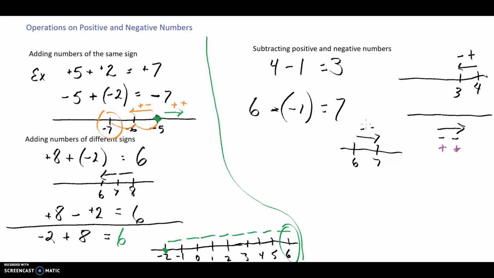What a lot of people do, and I think this is a common one, is when they see these two negatives together, they go like this and make it positive. So this becomes 6 plus 1 is 7. I'm trying to give you some tools to use for working with positive and negative numbers in terms of addition and subtraction.